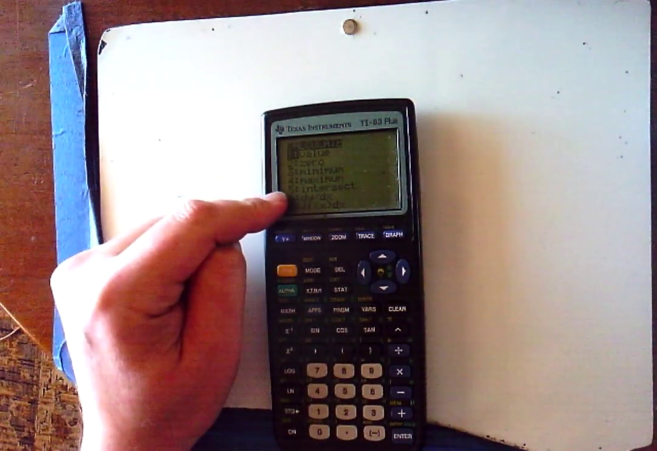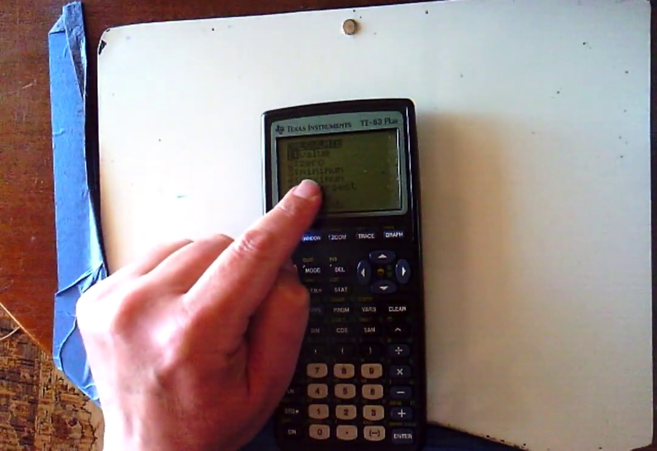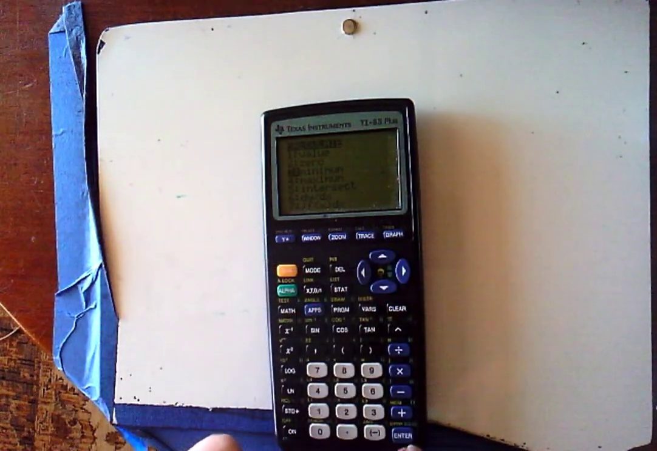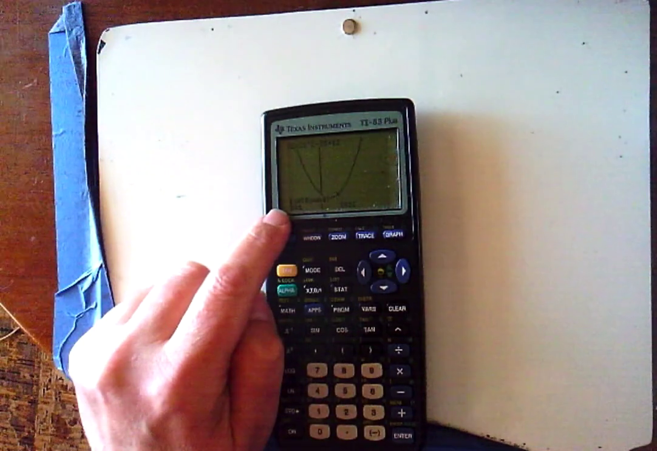And what are we looking for? We're looking for the vertex, which in this picture is a minimum. So I'm going to go down to 3, or I could just type in 3 and hit enter. Now it's saying here, in order to find the minimum, your calculator needs you to tell it between what numbers to look for the minimum.